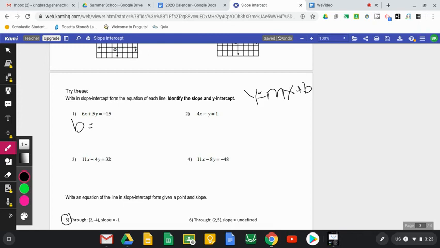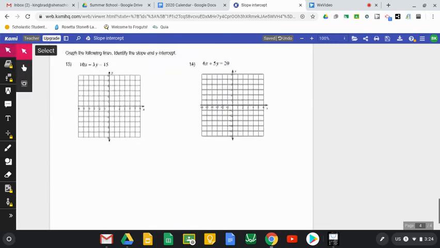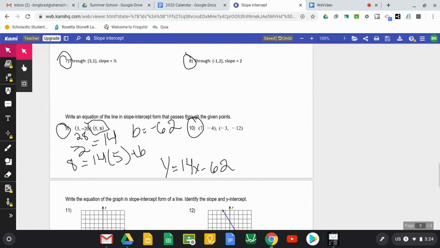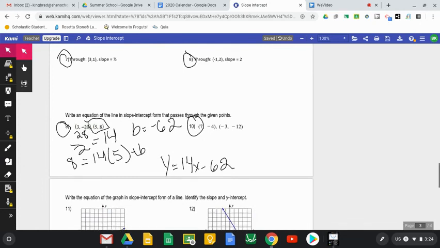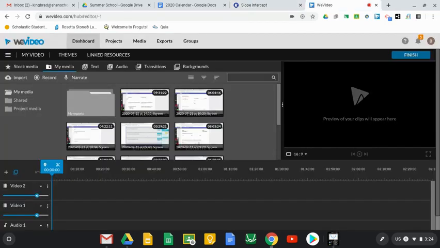So for 1, what's my y-intercept? What's my y-intercept for 2? What's my y-intercept for 3? And what's my y-intercept for 4? So when we get back on the Google Meet, we'll review this guy right here, writing the equation in slope-intercept form for given points. All right.